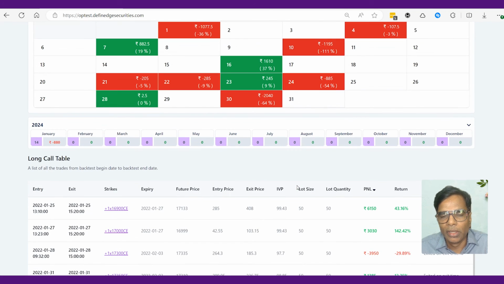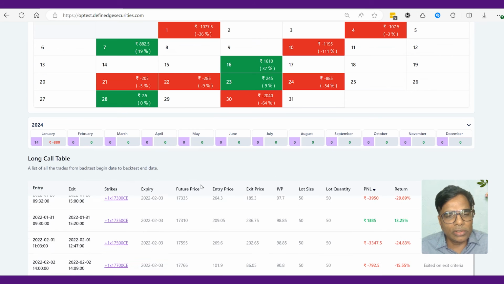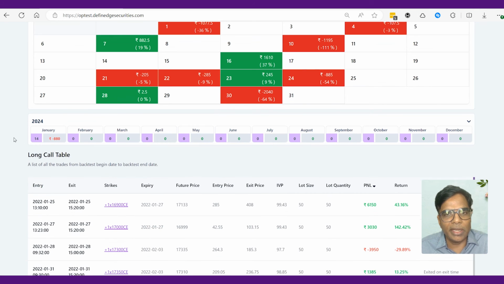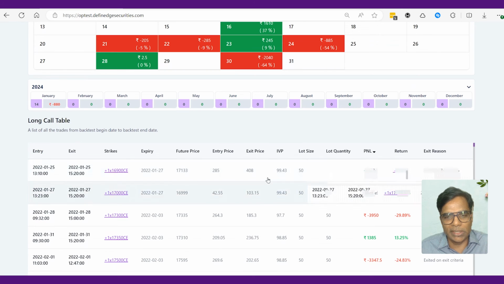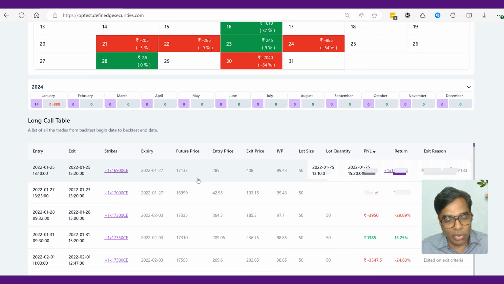Okay. Now we can also see each and every trade, what has happened to each and every trade. Okay, in January this was the first trade that we got, a profitable trade, right? Now I want to see what happened here. Okay, what was the entry price, exit price? What was the lot size, what was the future price when we entered it, and all those things.